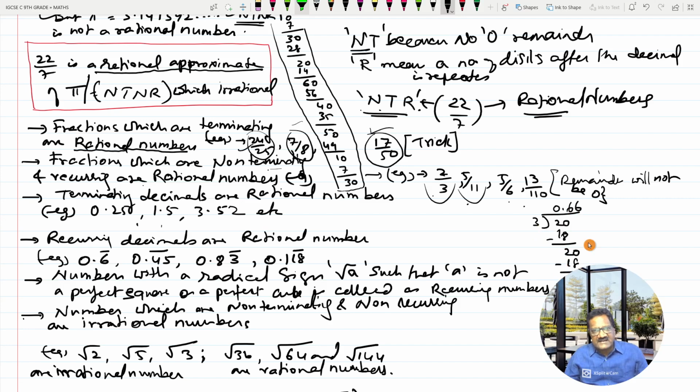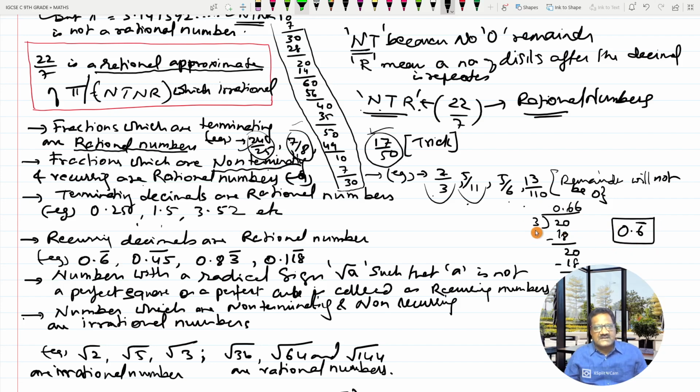So can you see this answer? You will never ever get a 0 remainder. Okay, 0 remainder you will not get. That is why I told you that it is a non-terminating fraction. Okay, non-terminating. But if you see in this quotient, you will see that this 6 is getting repeated. It is recurring. So 0.6 bar is a recurring fraction.